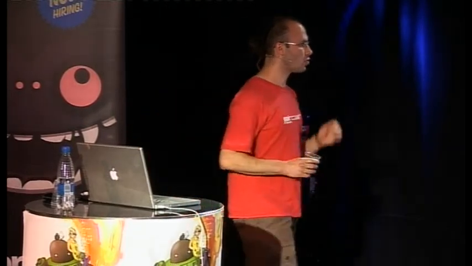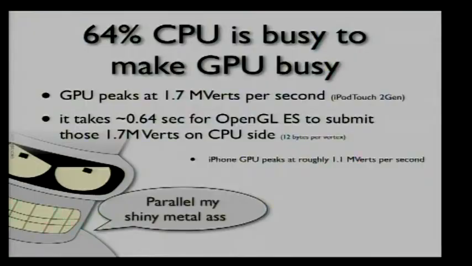So if we try to push as many vertices as possible into the GPU on the iPod Touch 2nd generation, we can peak at 1.7 million vertices per second. At least I could do that. Maybe you can do that even faster; it depends on the size. The size of the vertex was 12 bytes here.